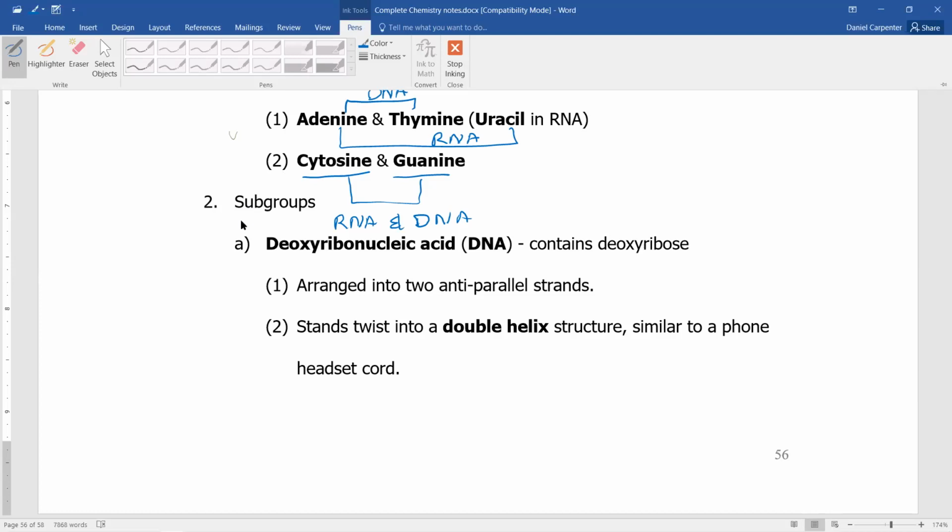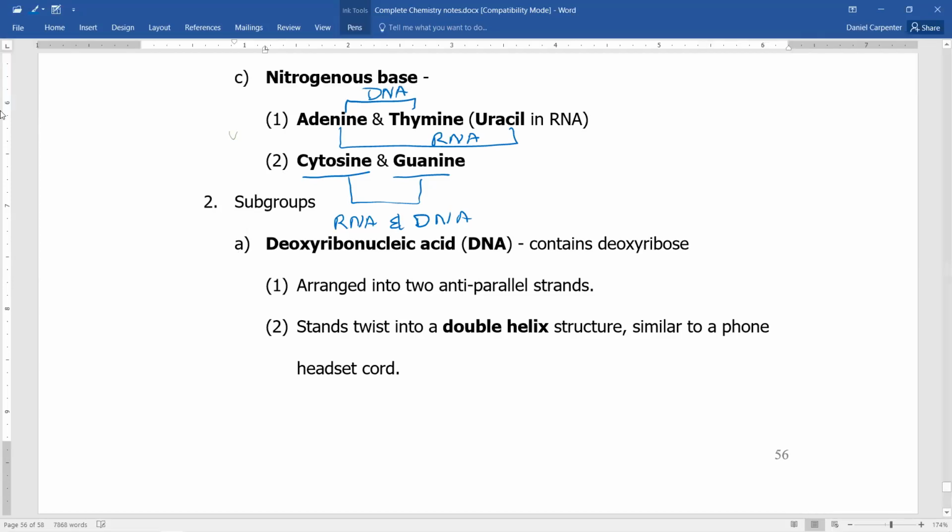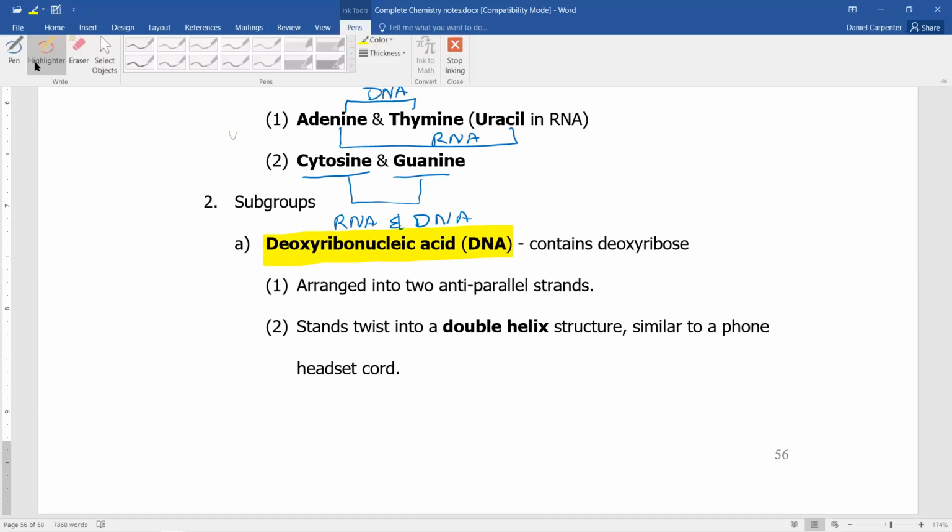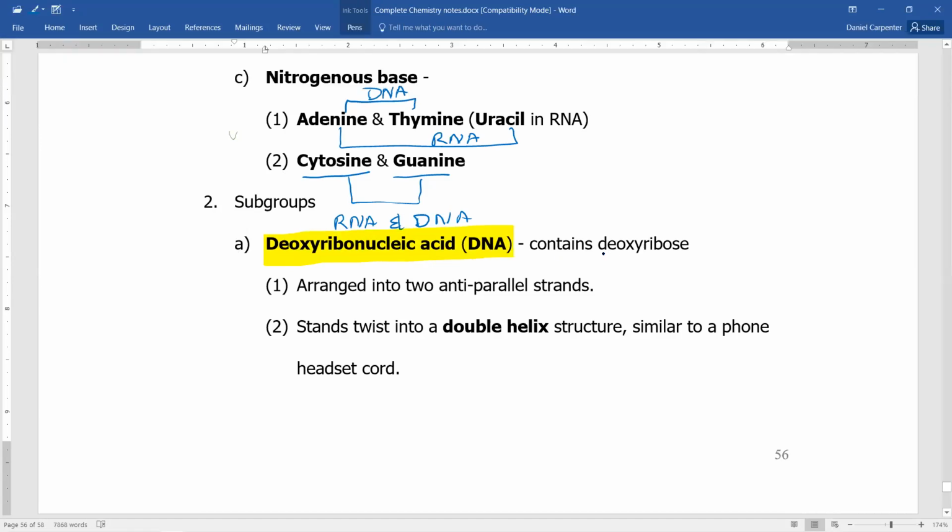All right, so there are 3 subgroups of nucleic acid. And these subgroups are substantially different in some ways. They have things in common, like they're made of nucleotides. They have things that are substantially different. And right at this moment, I want to start looking at those subgroups, starting with deoxyribonucleic acid, or DNA. And as we already pointed out, this is not new. It contains deoxyribose. Now, notice this.